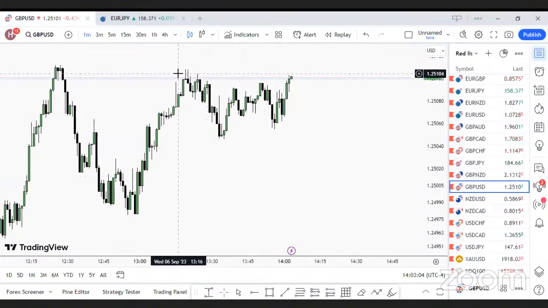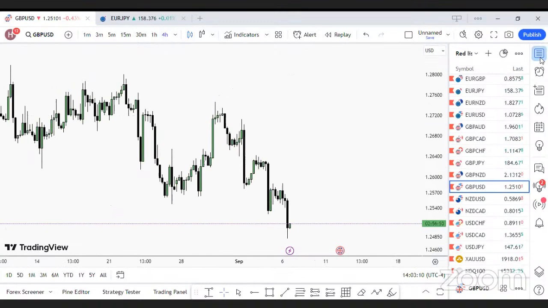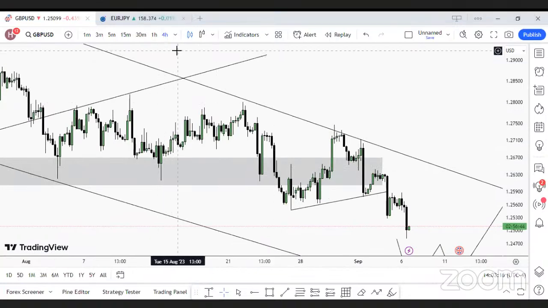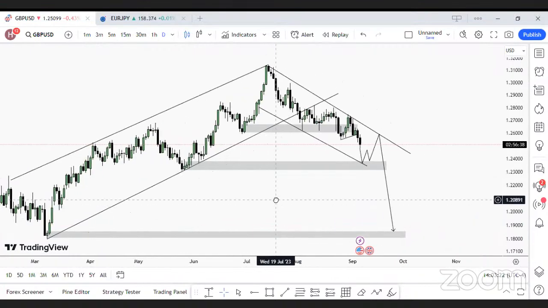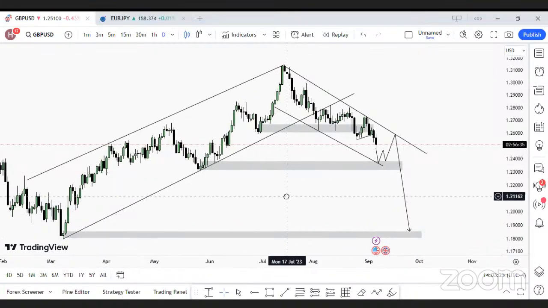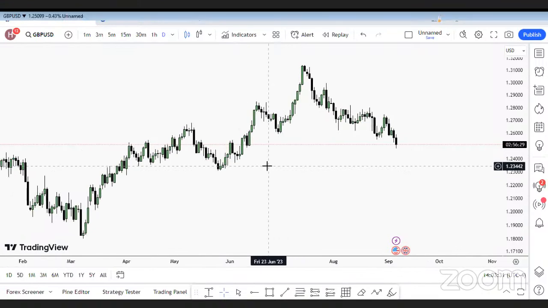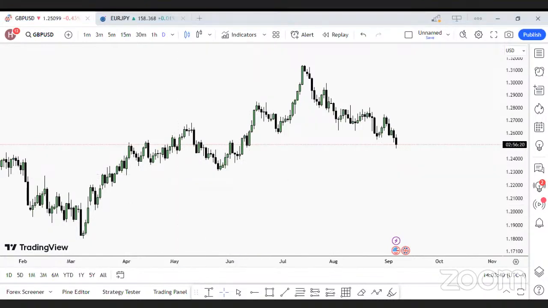So here I have GBP USD. I don't want to waste your time, so we are just going to dive into how to make analysis. This is the analysis I actually made today. Let me just delete everything that I drew on top of the chart so that you can see the chart clearly, and then I can make a better explanation. I hope you can see my screen clearly. So let's dive in.